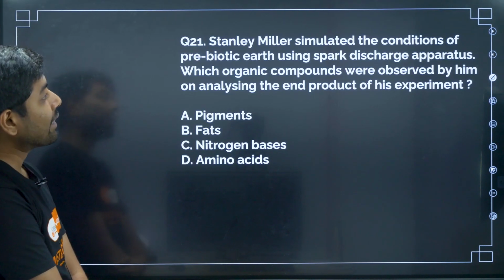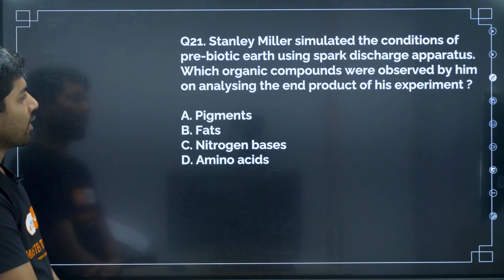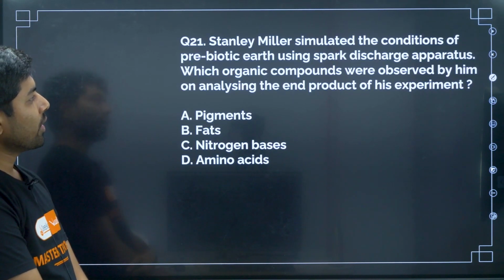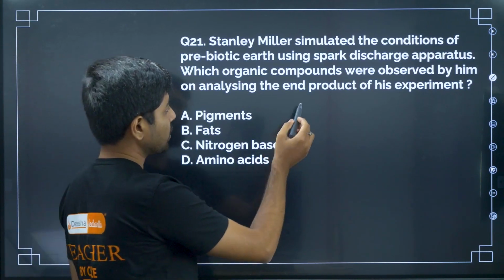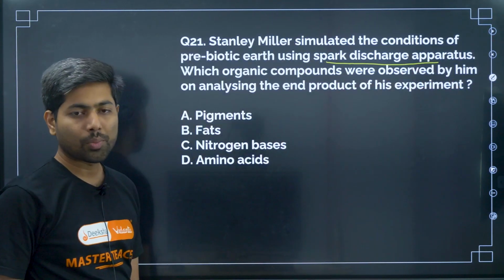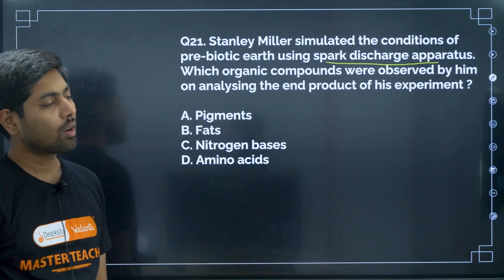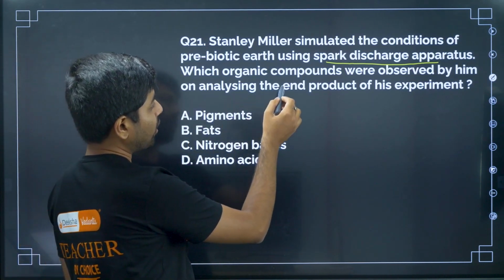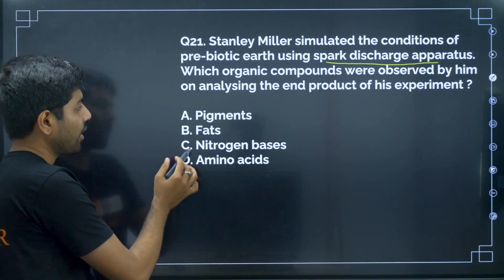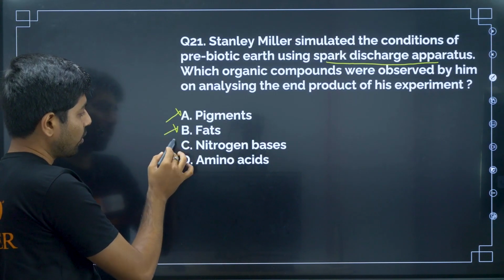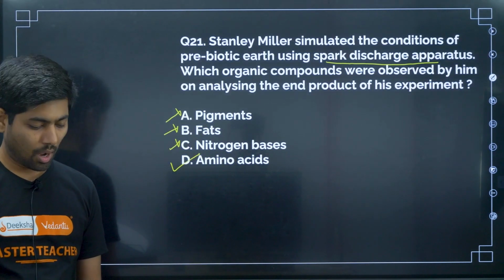This is from the Stanley Miller spark chamber experiment, right? A very nice question. Stanley Miller stimulated the conditions of prebiotic earth using spark discharge apparatus, right? You remember what all he put into it? He put hydrogen, he put ammonia, he put methane, right? Then, which organic compounds were first observed by him on analyzing the end product of his experiment? Pigments were no, fats were no, nitrogenous bases were no. He observed amino acids, right?